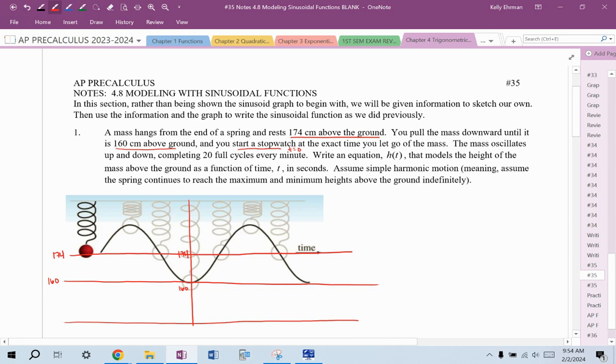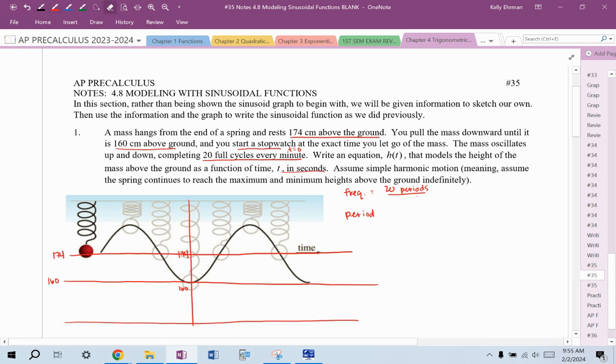The mass oscillates up and down, completing 20 full cycles every minute. So that's giving us a frequency. The frequency is equal to 20 cycles, 20 periods in 1 minute. That means that we have the period. Let's see, the period. Oh, we want t in seconds. So, okay, let's work on this a little bit.